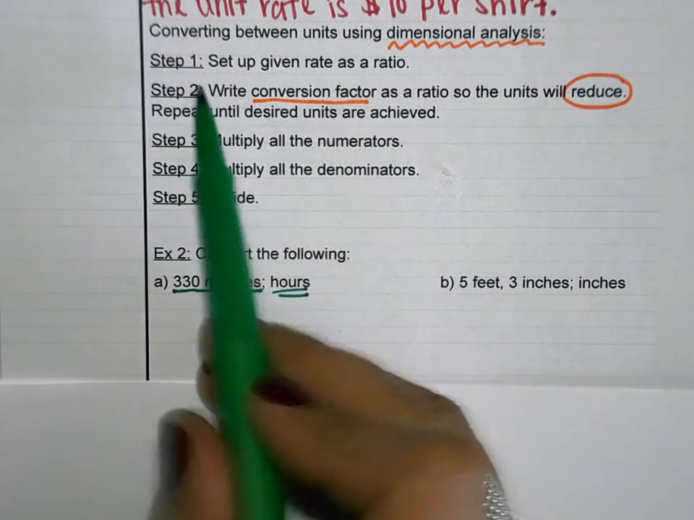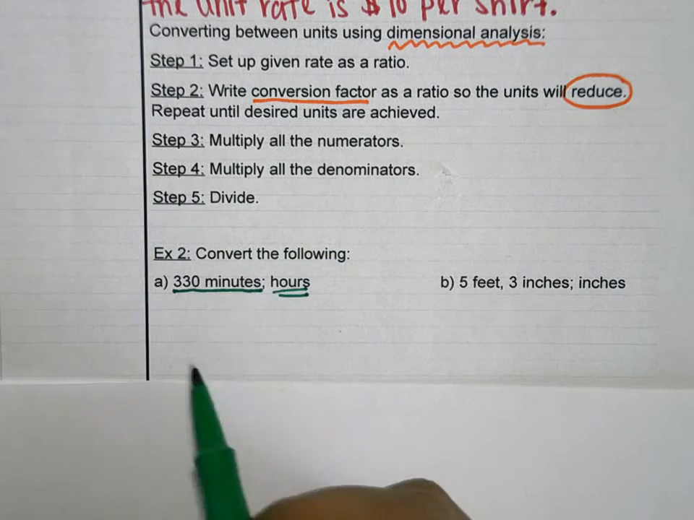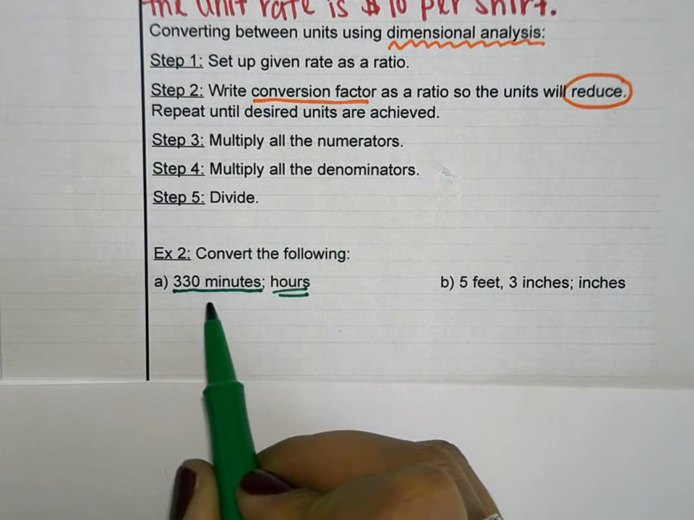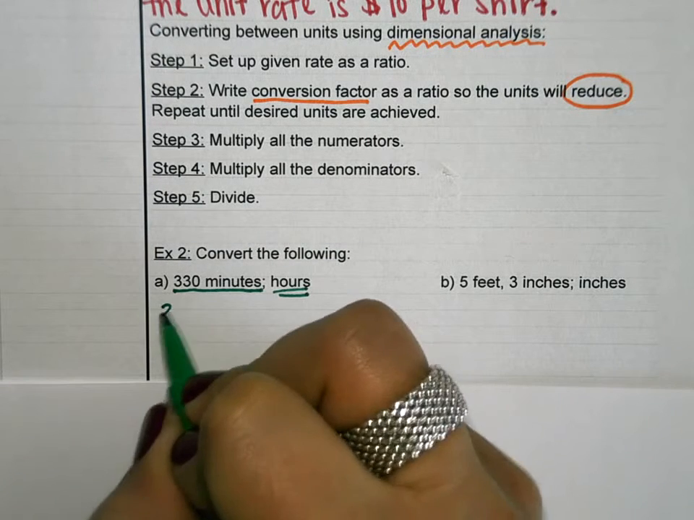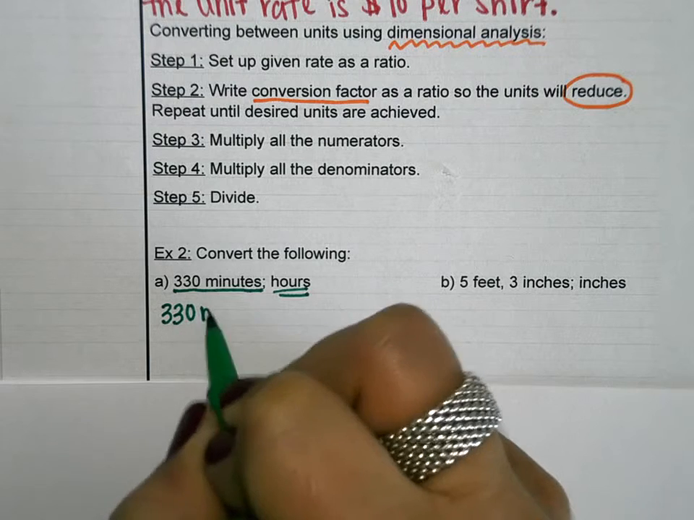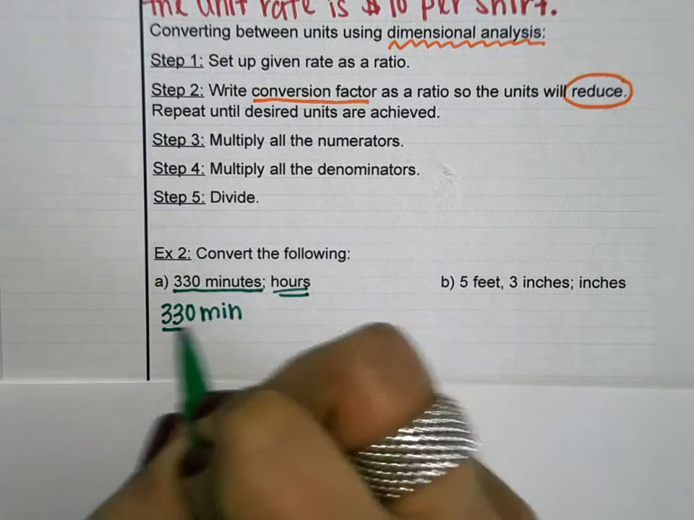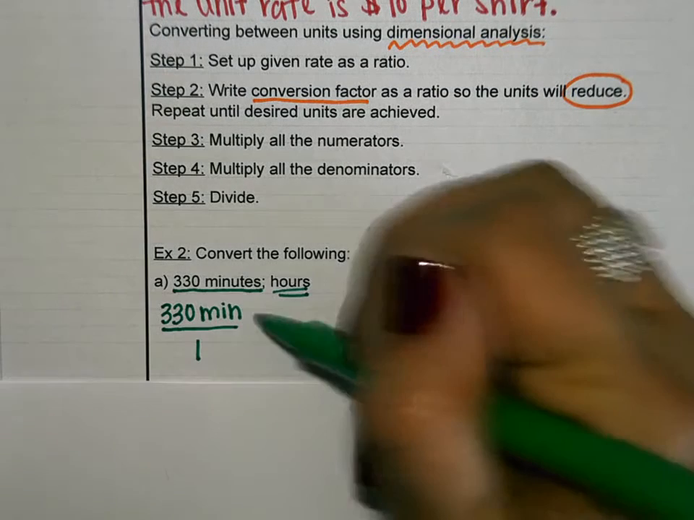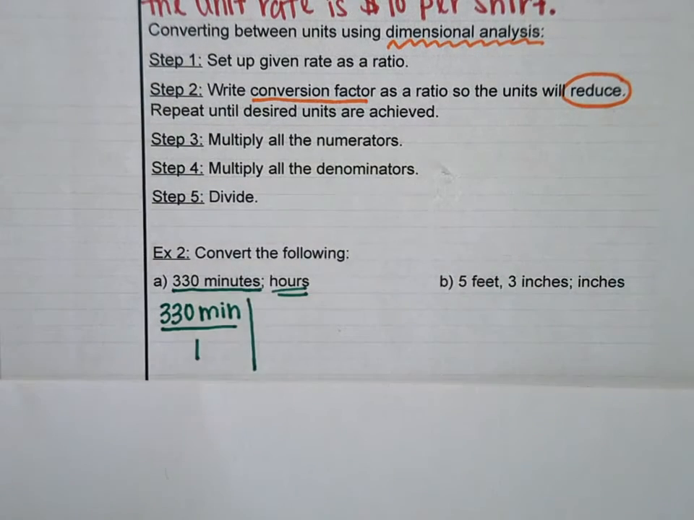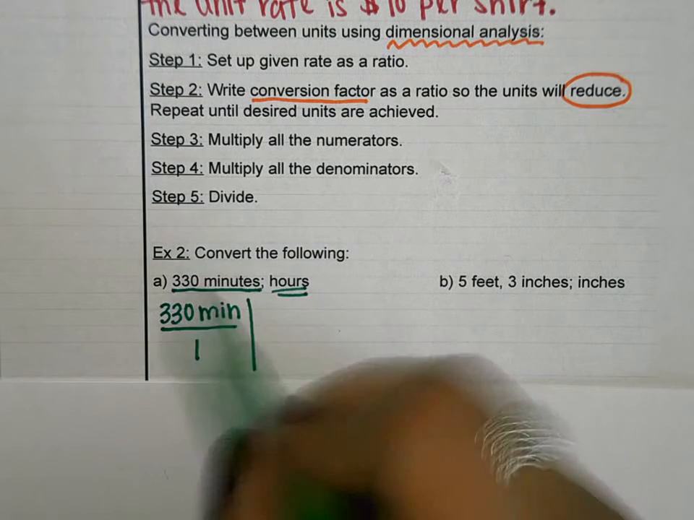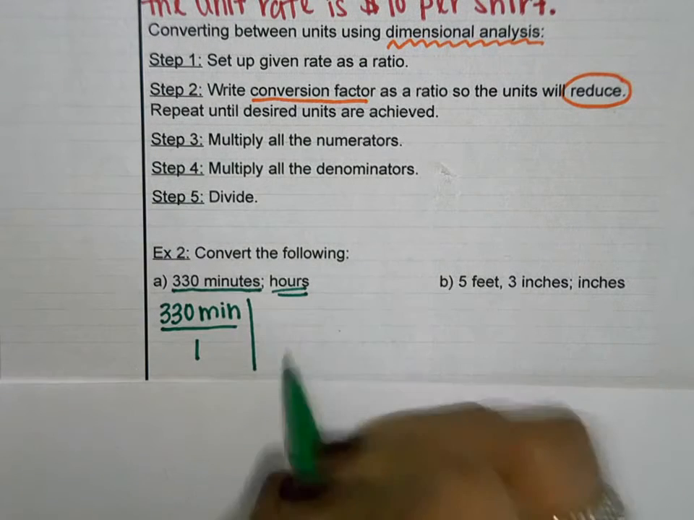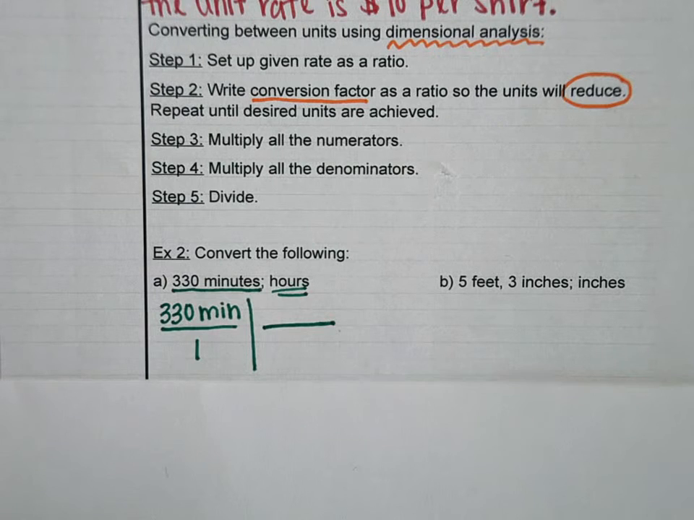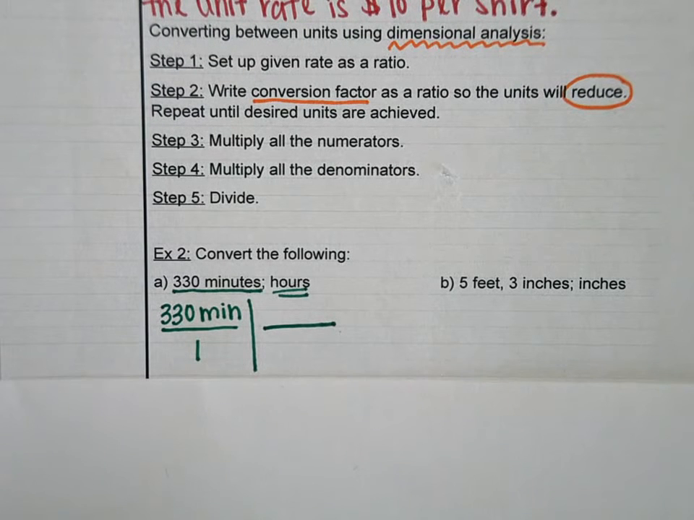Step 1 is to set up the given rate as a ratio. The only thing that's given to us is 330 minutes. So we're going to write it as 330 minutes over 1, because there's nothing else given to us. Then what I like to do is put a vertical line in between to indicate that this is one rate. And we are going to set up another ratio right next to it so that we get to hours.